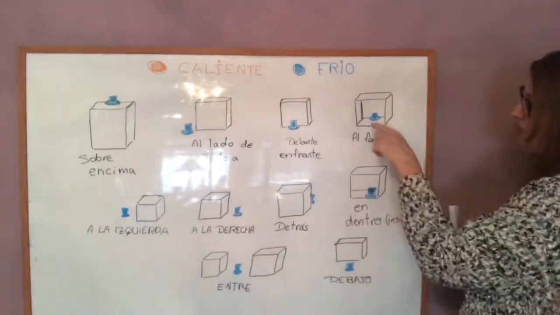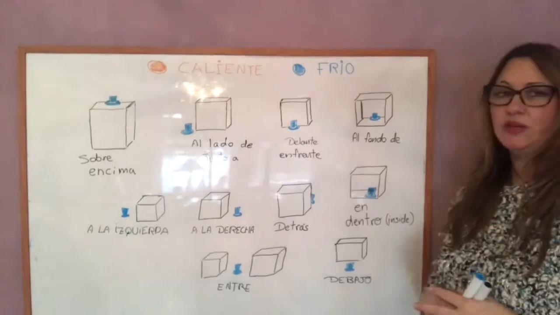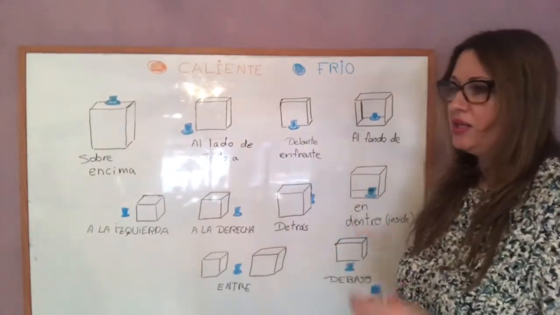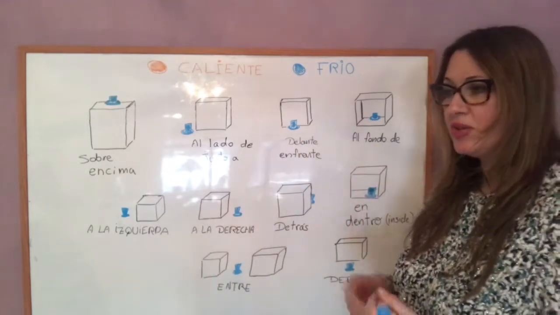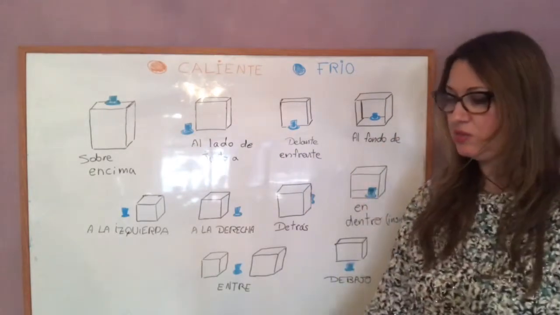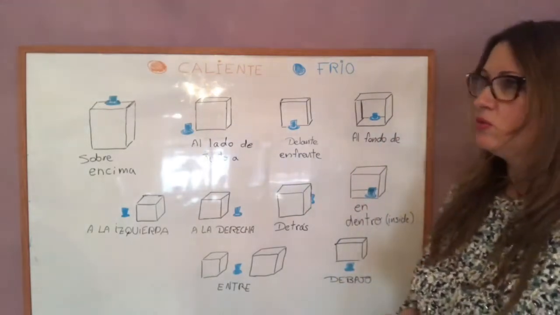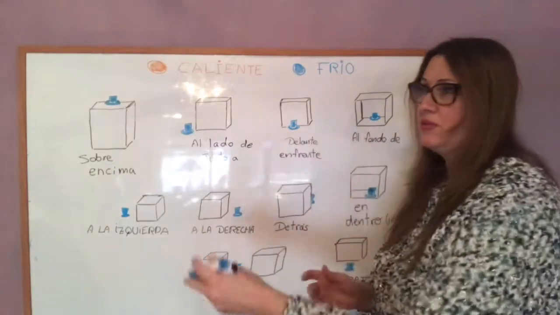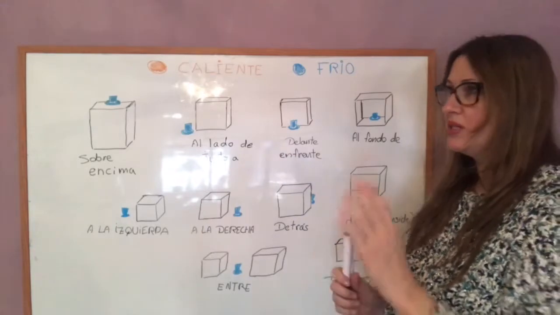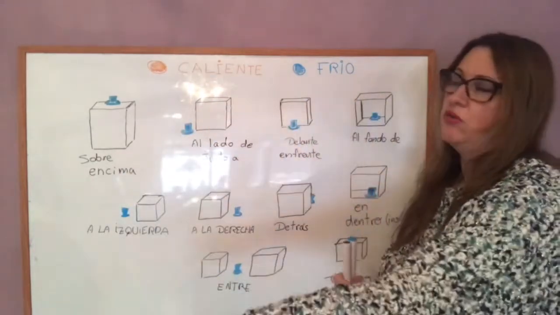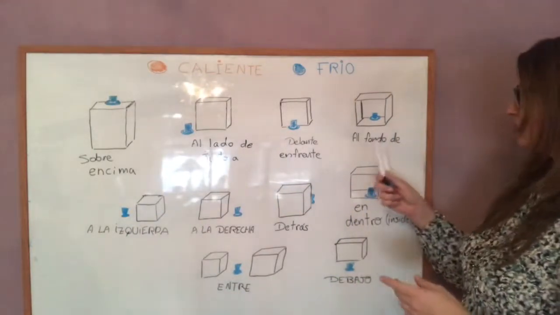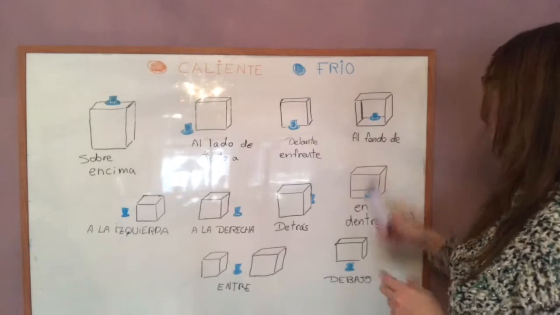Next one is al fondo de. Al fondo de means at the end of, at the bottom of a box, at the end of the corridor, for example. That's very useful because when you're looking for something, you would be going straight at the bottom of something, or at the end of a corridor if somebody said, oh, the bathroom is at the end of the corridor, or your room is at the end of the corridor on the second floor. So that's why it's useful to know al fondo de.